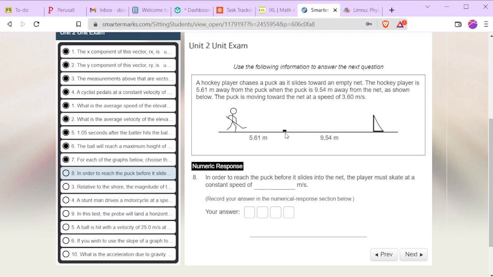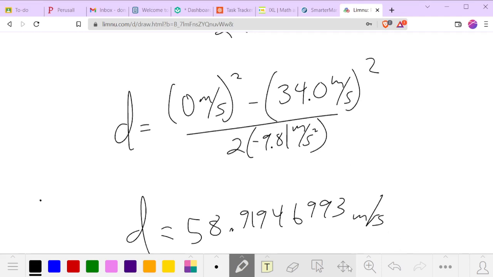So first off, we need to figure out how much time it takes the player to get there. And if the puck is there before the net, we want to make sure the player gets there faster. So we could time it out so that the player and the puck meet exactly at the net. So the puck will cover those 9.54 meters at 3.60 meters per second.